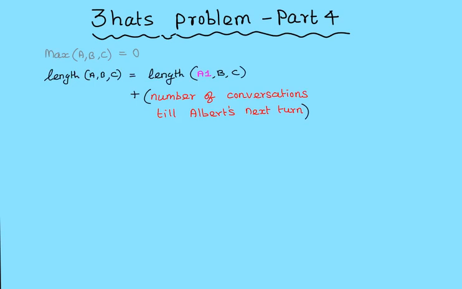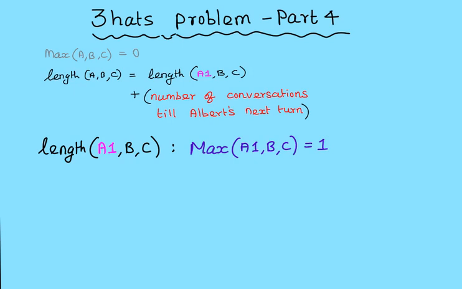So Albert waits till length of A1 BC. So whose turn is it at length of A1 BC? It is either Brinda or Cain, and that can be found by using our max function. So if max A1 BC is equal to 1, then it is Brinda's turn at length of A1 BC. If max A1 BC is equal to 2, then it is Cain's turn.